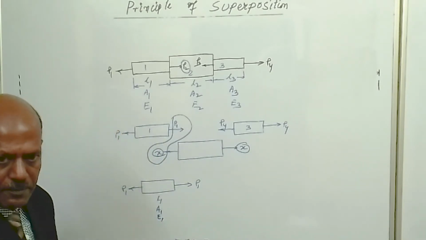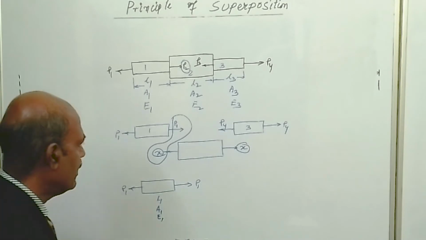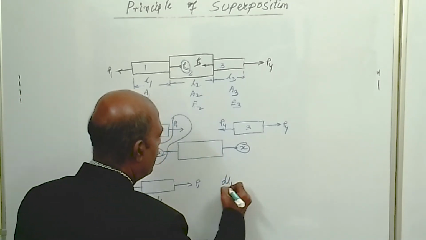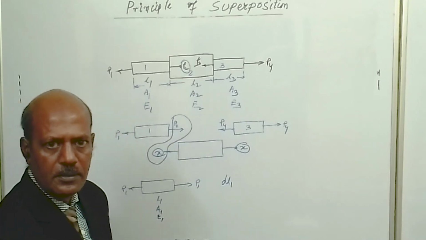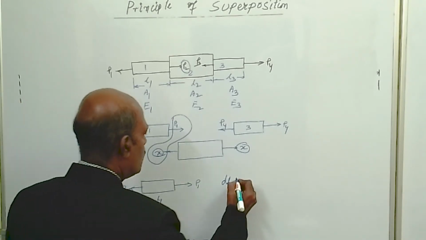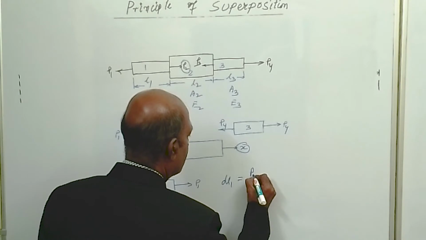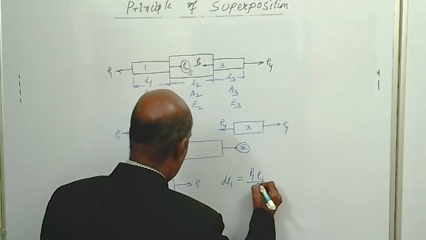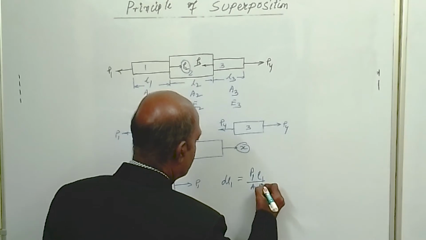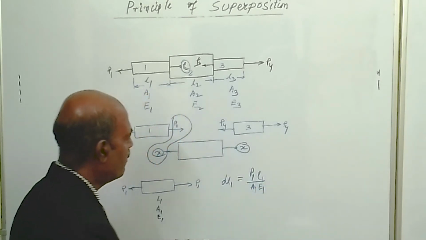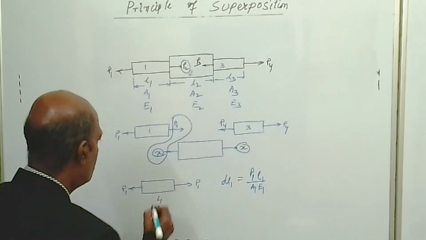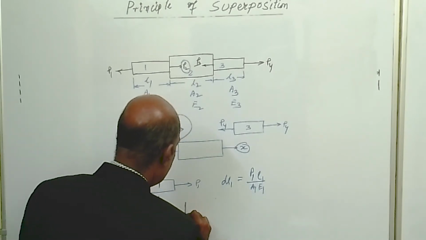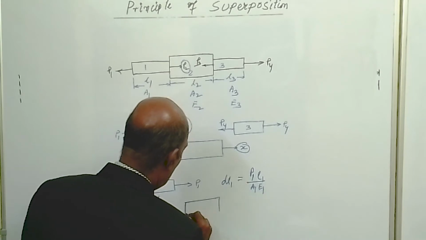So once all the parameters are known, the deformation produced in this segment 1 is given by dl1. The load is a tensile load. So we can write dl1 is equal to P1 into L1 by A1 into E1. That is the deformation produced in segment 1. Similarly, what is the deformation produced in segment 2?